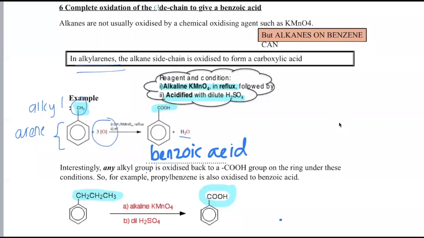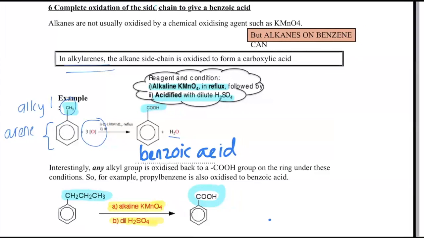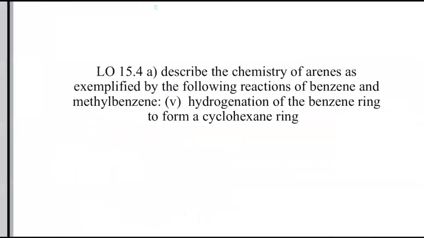Okay, so same condition. You first use alkaline potassium manganate, so that means sodium hydroxide mixed with potassium manganate. And then after that first part is done, then only you add the dilute sulfuric acid. Okay, that's oxidation of alkyl benzene to give a benzoic acid.